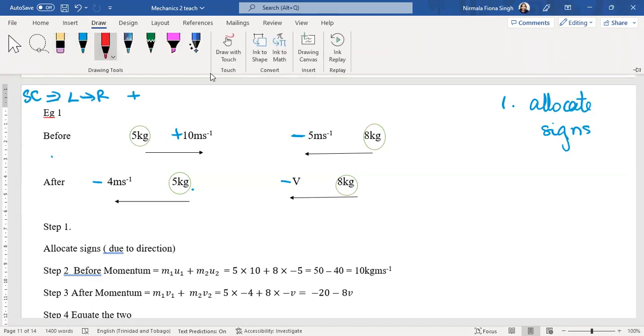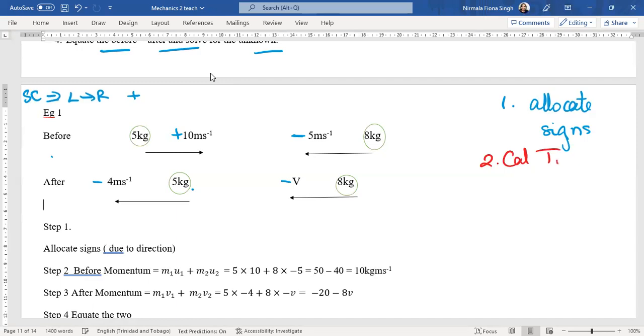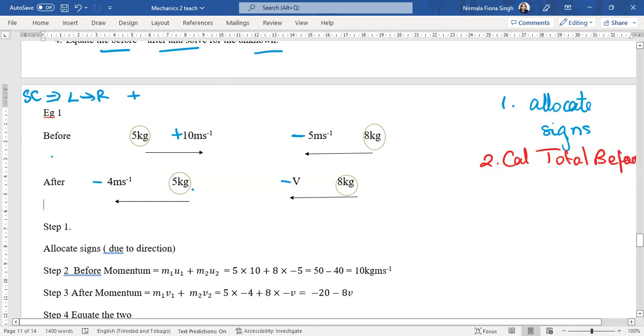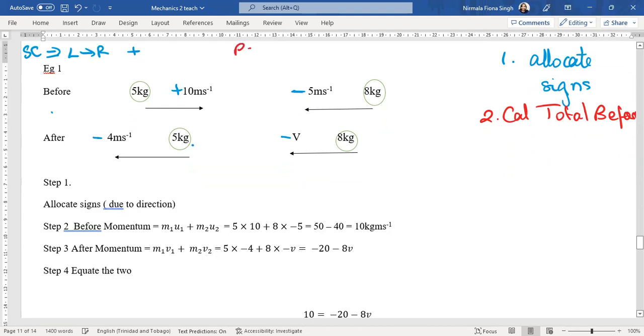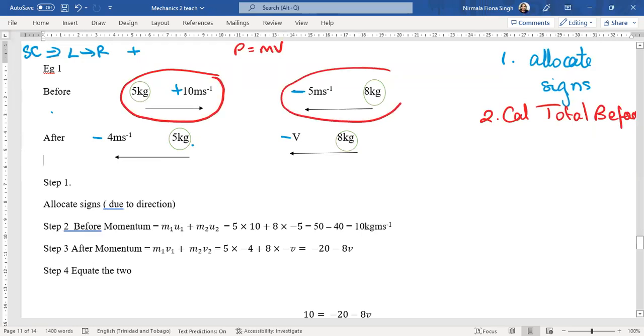Our second step is to calculate our total before. How do we work out momentum again? Let me just jot it down here. Momentum is equal to mass by velocity. So let's do our momentum before. Our momentum before is our total momentum of everything added up. So it's going to be the momentum of my first object added to the momentum of the second object. We're going to add the momentum of the two quantities.